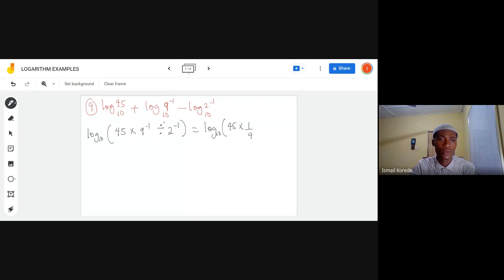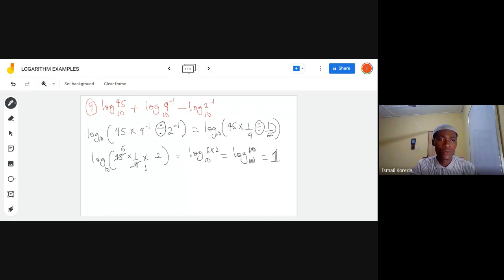Since we have a division sign here and we have a negative sign here, this division is going to make this 1 over 2 raised to the power minus 1. So we have divided by 1 over 2. And we have log 45 times 1 over 9 times, we change this sign and we reciprocate again, times 2. So 9 in 45 is 5. So I have log 5 times 2 to base 10. So I have log 10 base 10, which is 1.